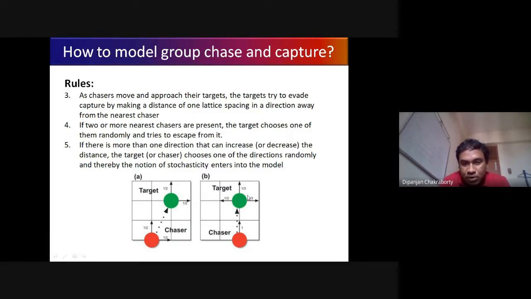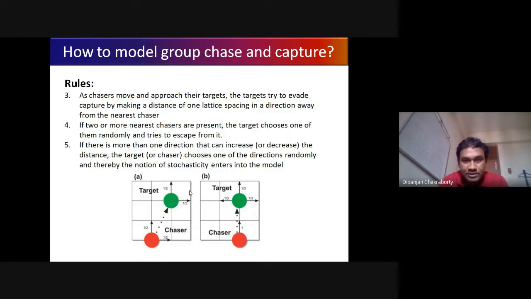Okay, so with equal probability, right? So using this, basically we are implementing the stochasticity also in this model. And another thing is if two or more chasers are present. So suppose two chasers are at equal distance. So let us take another chaser here. So what would happen then? Basically, the target will choose a chaser with equal probability and move away from it.